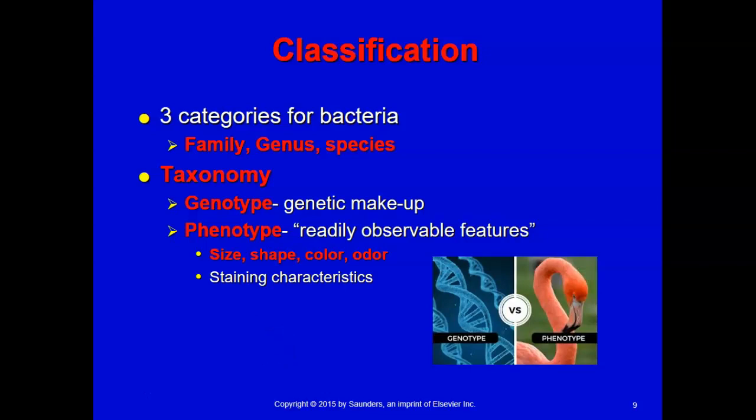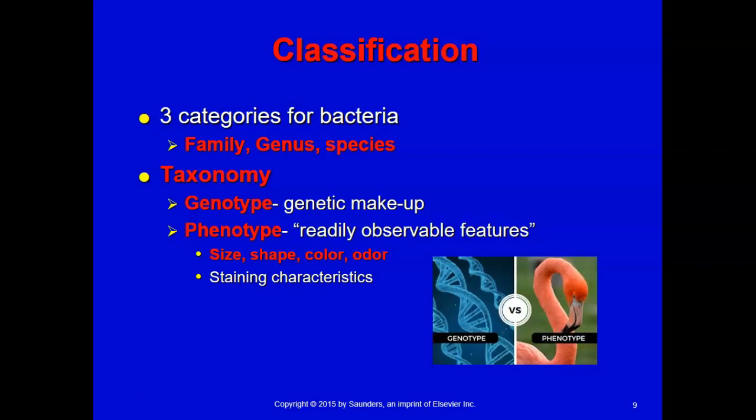There are 3 categories for bacteria. Correct classification is very important. And the 3 categories that we place bacteria species are family, genus, and species. Taxonomy is the orderly classification and grouping of organisms, and this is based on genotype and phenotype. Genotype is the genetic makeup, and phenotype is the quote-unquote readily observable features of an organism.